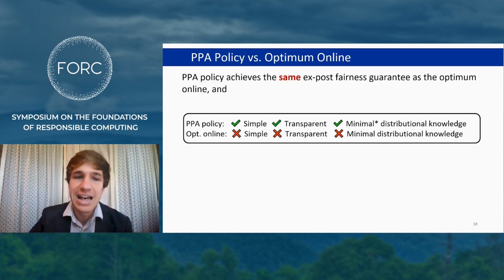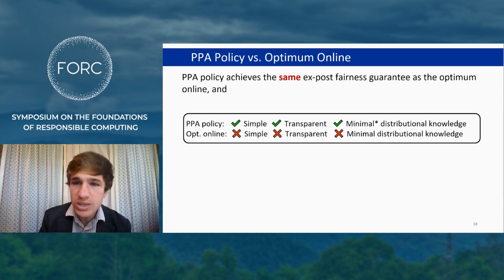Now, of course, even calculating this optimum online can be computationally intractable. When you have this correlation structure, the dynamic program that you would need to solve can be exponential in size. So it's not necessarily something that we're able to do, but even if we could, there are some downsides to following the optimum online instead of this simple PPA policy.